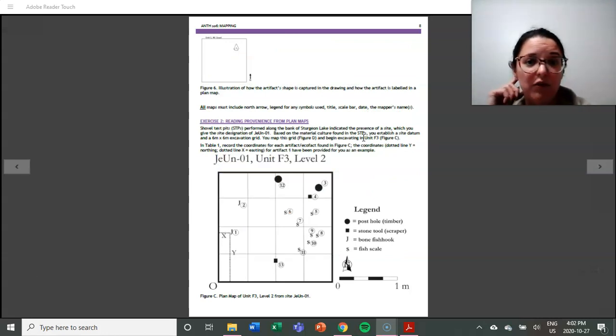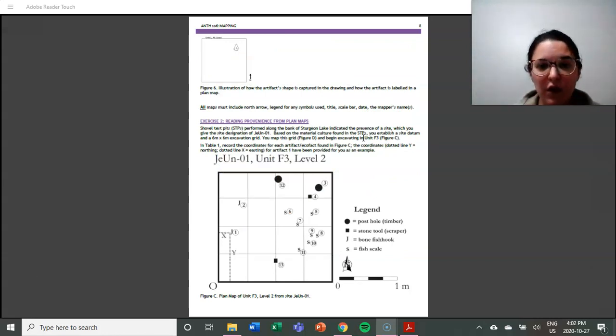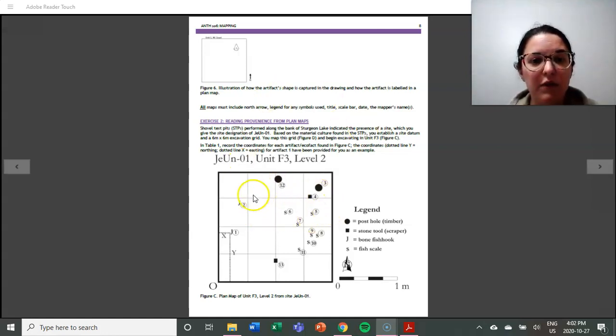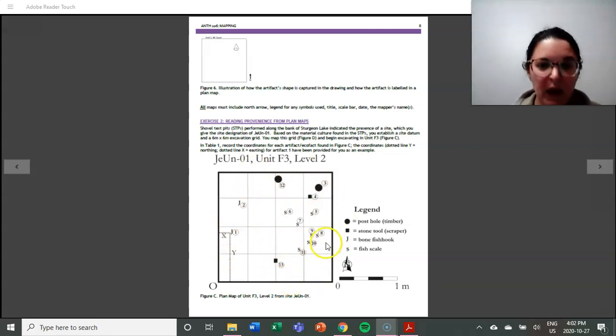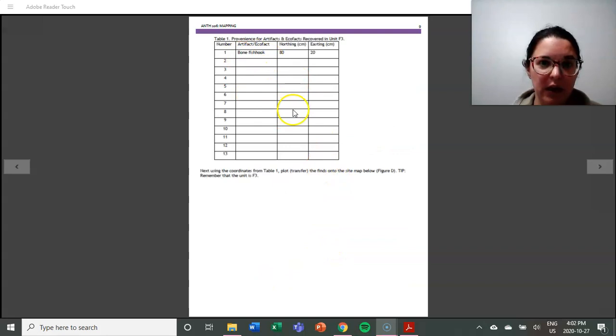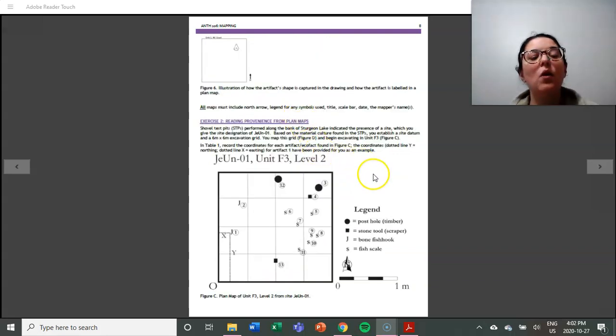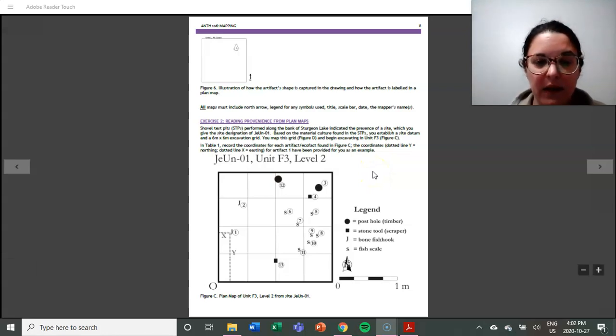And for this activities, we have two figures. For the first figure, what we're going to do is we're going to read the provenience off of the artifacts, which are represented by these different numbers, or ecofacts, right? And then we're going to plot it in this table here. Okay. So reading provenience from plan maps requires understanding some basic ideas. So the first thing we need to look at is the scale itself.